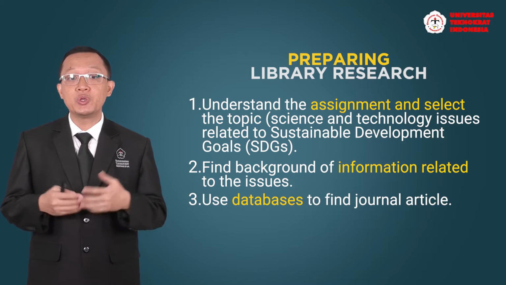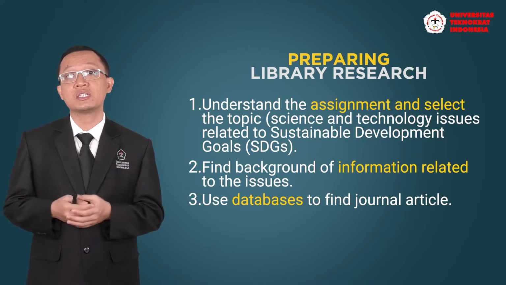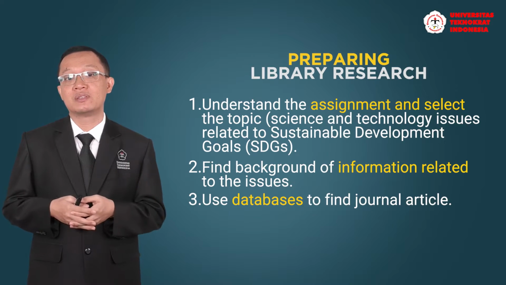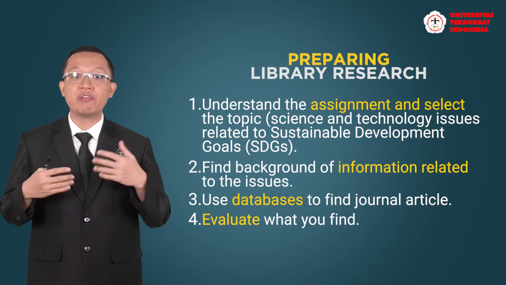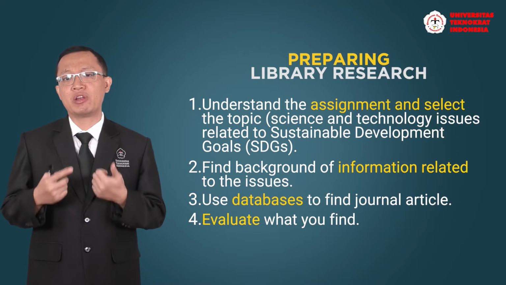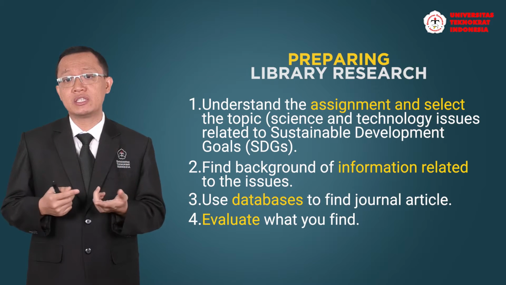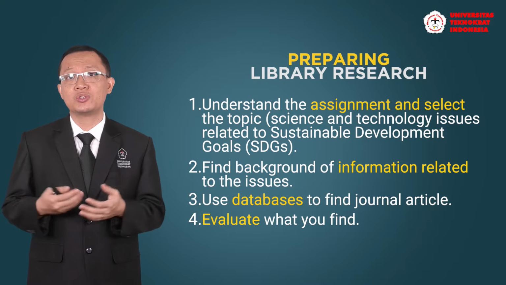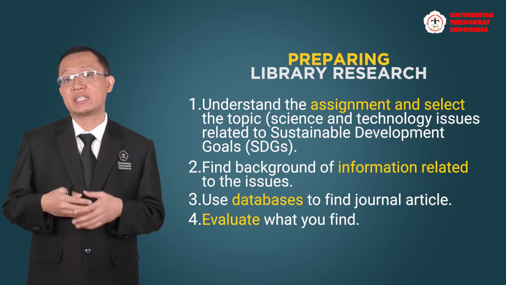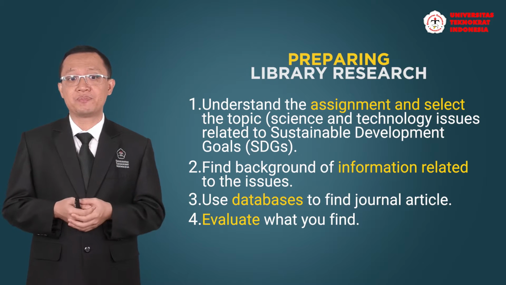Number 3, use available databases to find source articles, the journal articles. You can search on the internet, you can look at the available websites. Number 4, you need to evaluate what you find. You need to check. Look at the title, whether it is related to the assignment. Look at whether it is related to the topics that your lecturer asks you to find. Check whether the journal is a Journal of Science and Technology and contains issues related to SDGs.